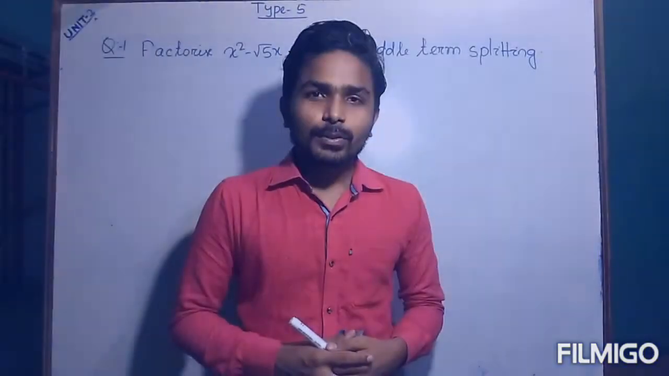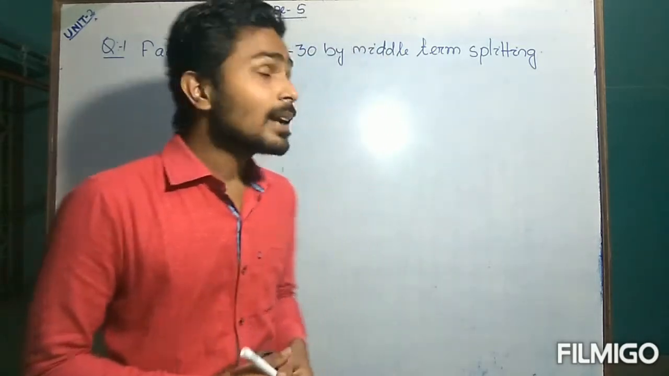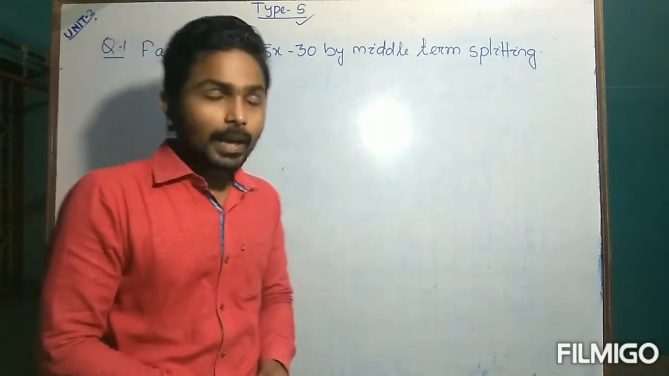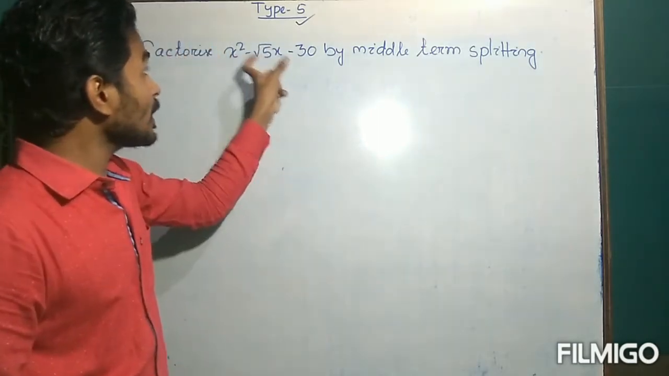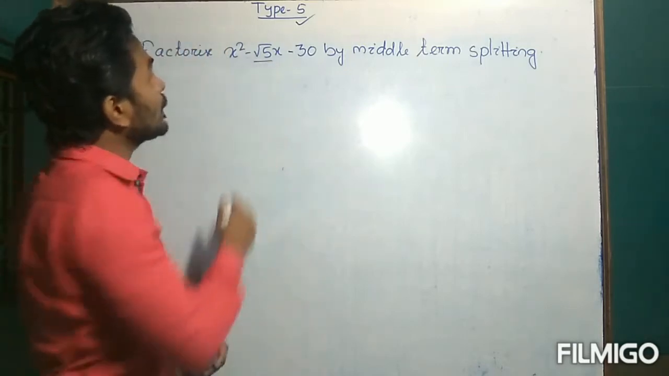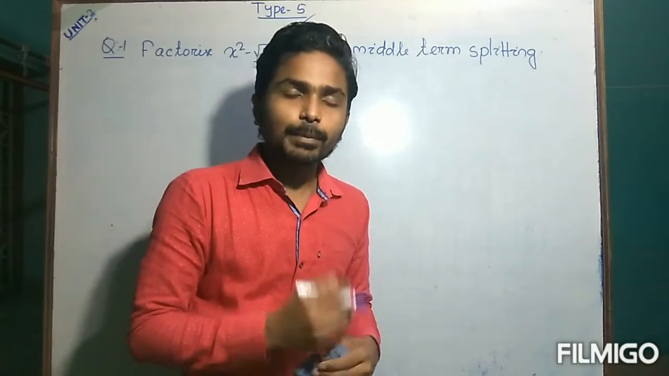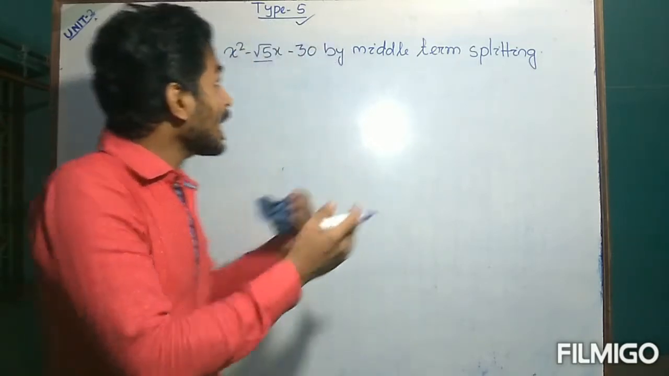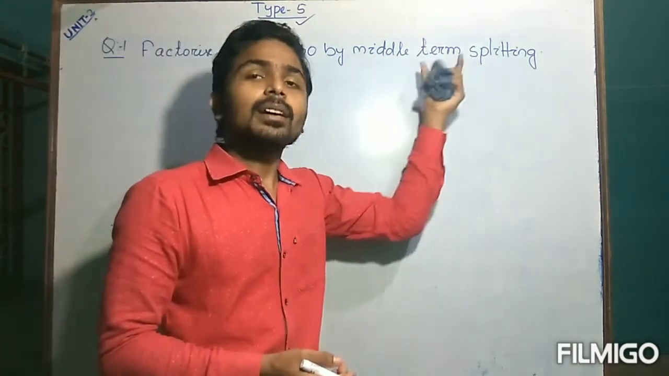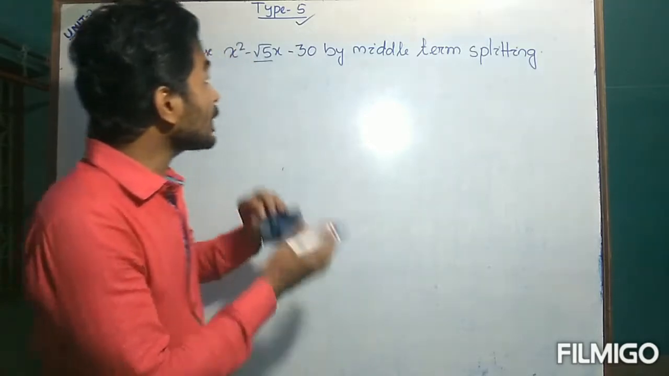Hello students, so let us talk about another type of quadratic polynomial, that is type 5. In type 5 of quadratic polynomial, the middle term will be an irrational number like root 2, root 3, root 5, root 6, root 7, like that. So we need to factorize it using the middle term splitting method. How can we factorize it?